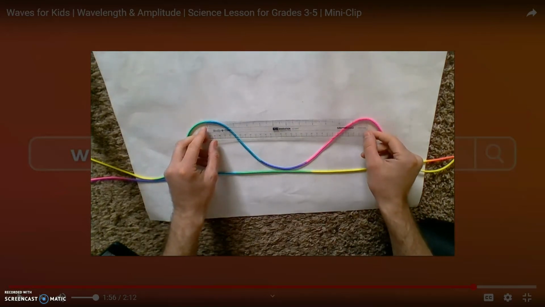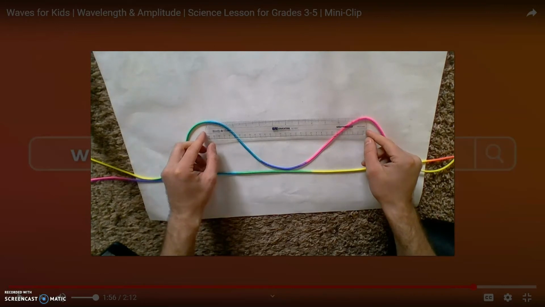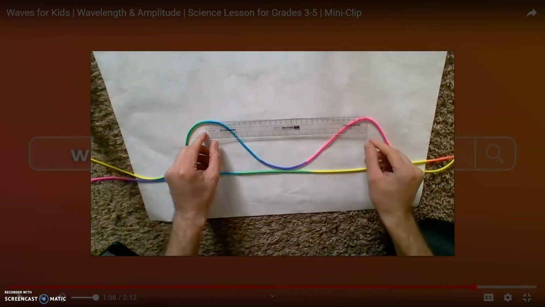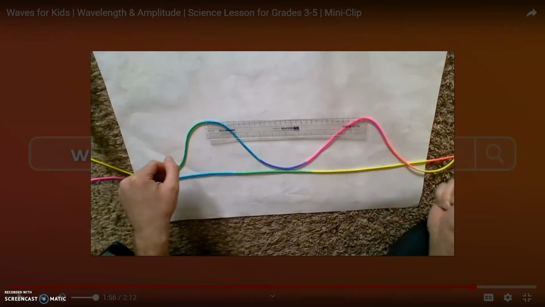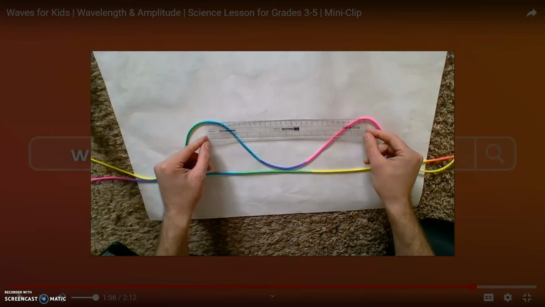So you can measure just like this. So in this case, this wavelength is 12 inches. Or you can use centimeters. It is 30 centimeters. That's how long this wavelength is.